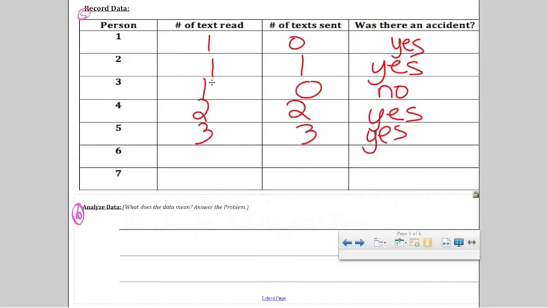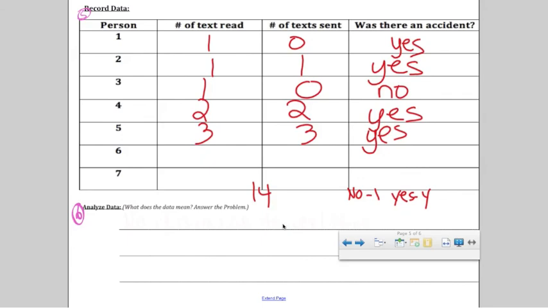So let's take a look and see the amount of texting that was happening overall with all of our texters. 14 total. Looking at the 14 texts, out of the 5 times driving, only once there wasn't an accident. 4 times out of the 5, we encountered an accident. So we now need to analyze that data, which means we need to interpret it.